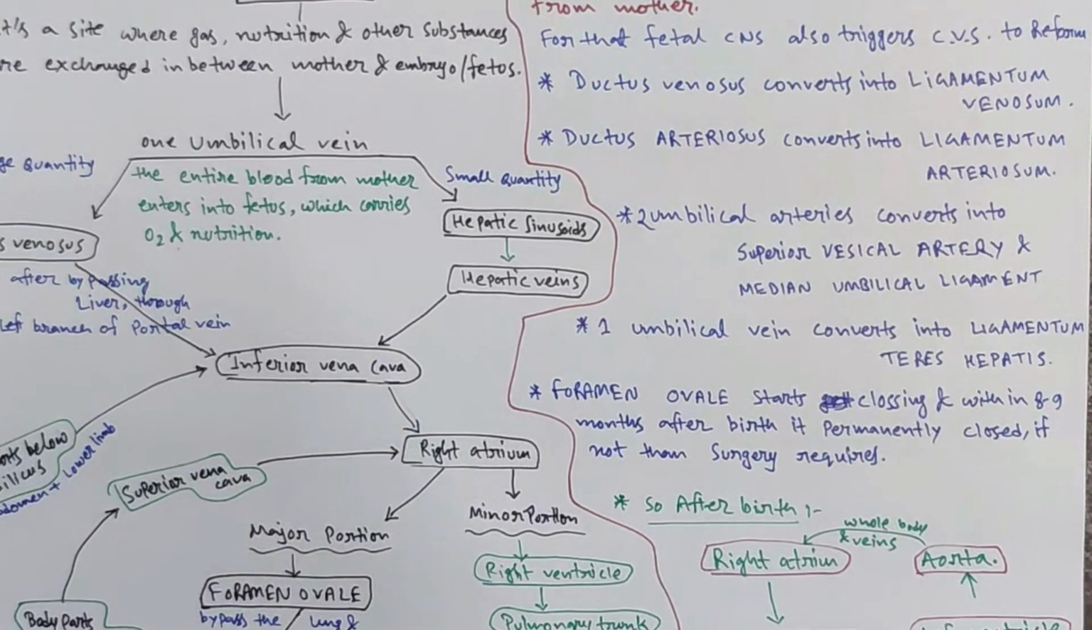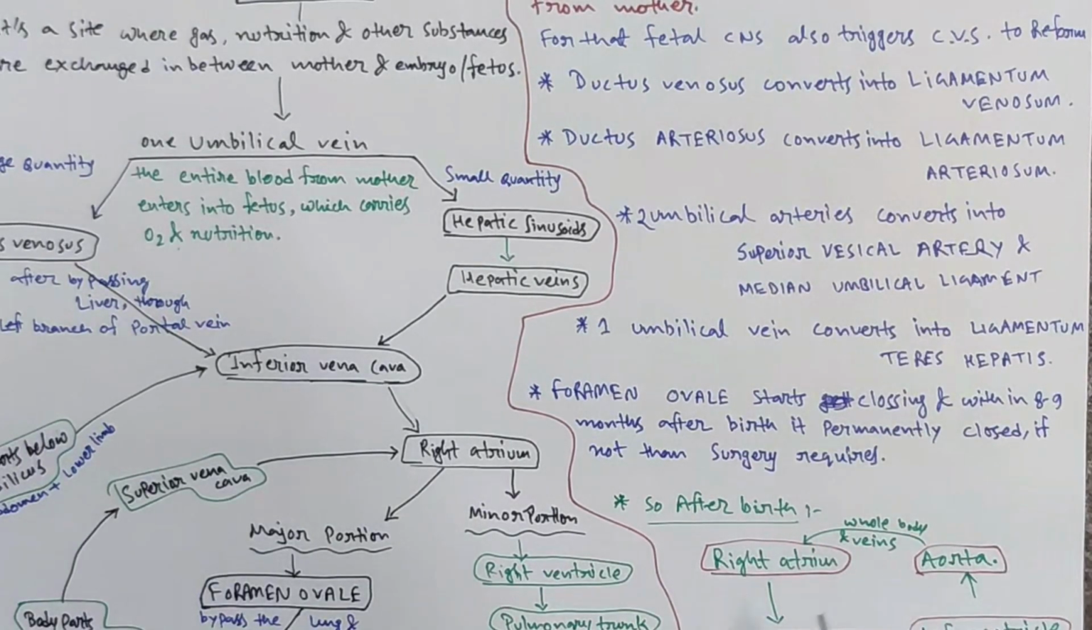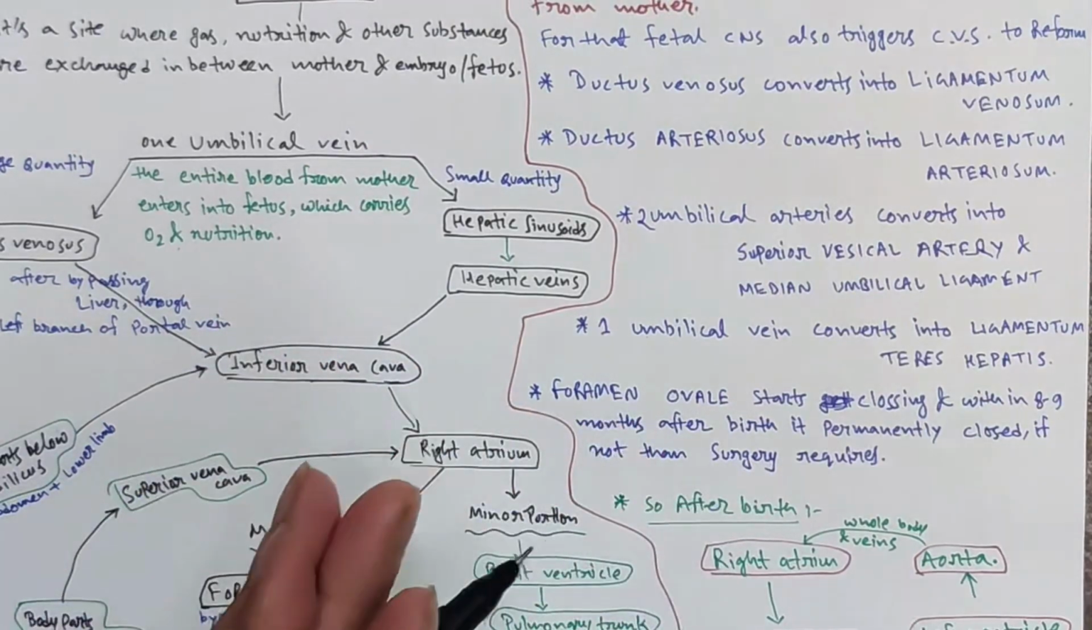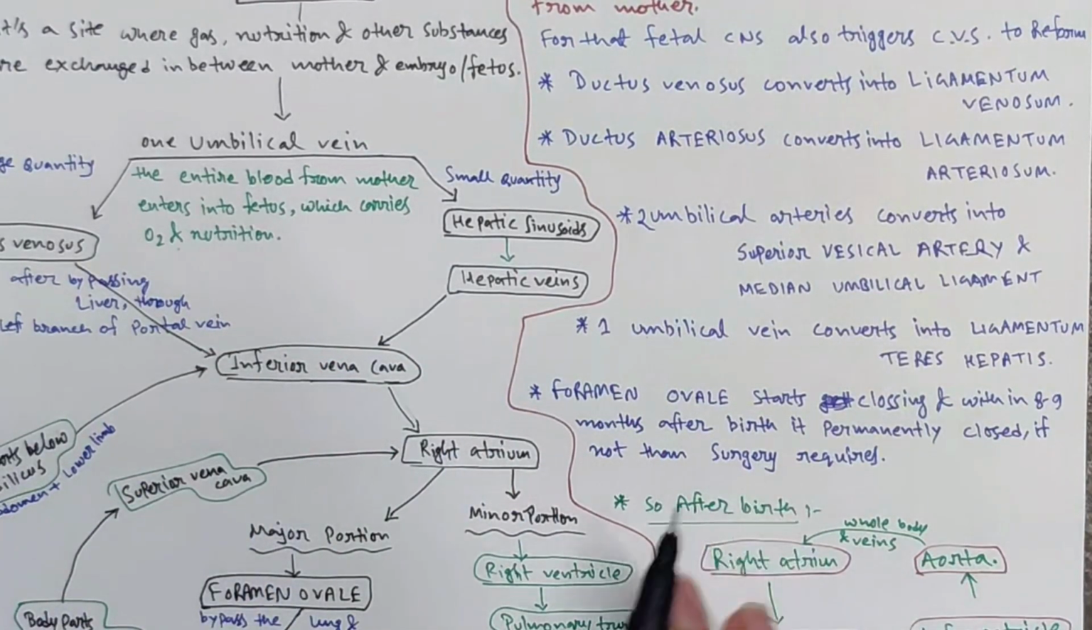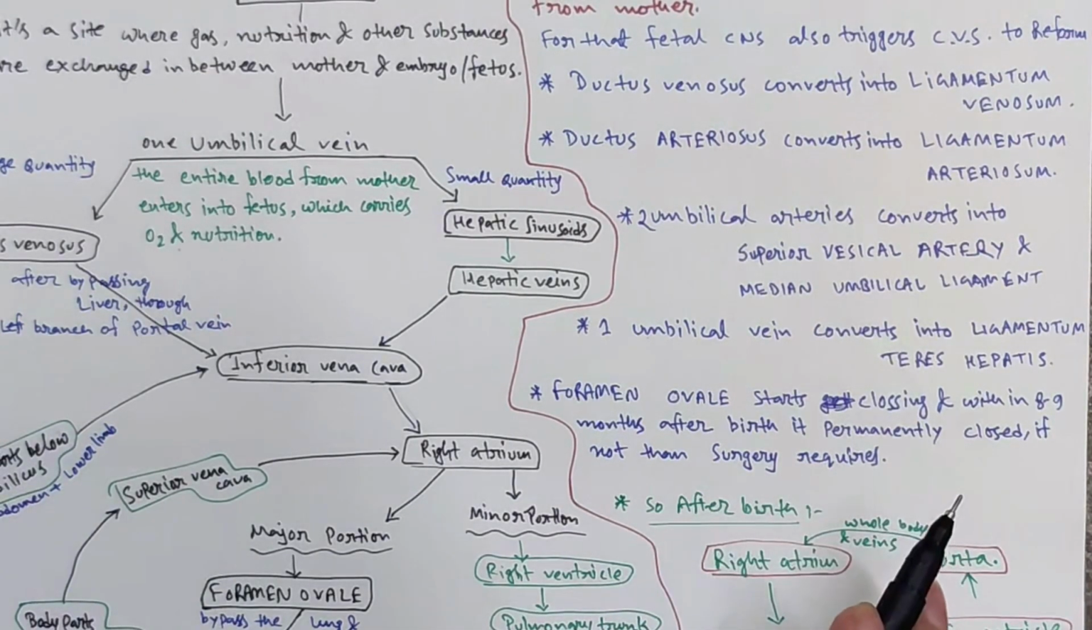In my last video, I told you that the foramen ovale closes within 2 to 3 minutes after birth, but actually it starts closing and takes around 8 to 9 months after birth to permanently close. If it is not closed, then it requires surgery. Anyway, these things I will talk about later, not now.